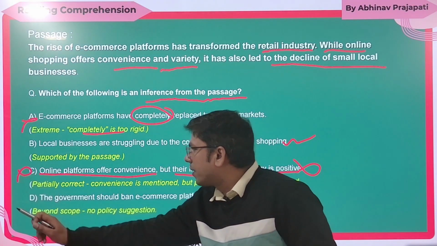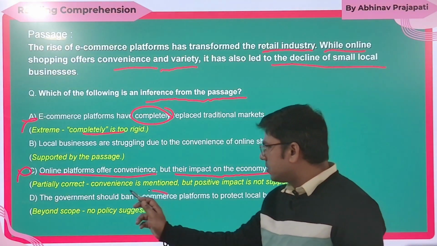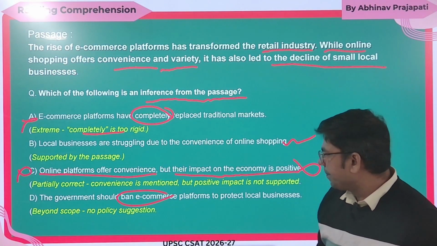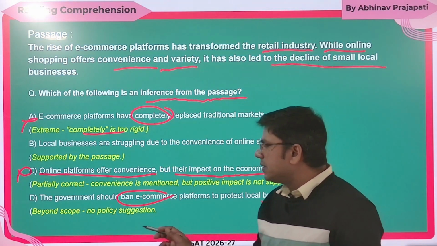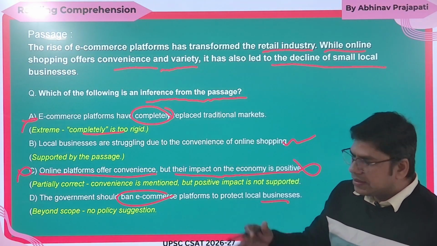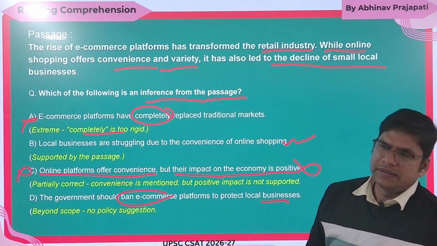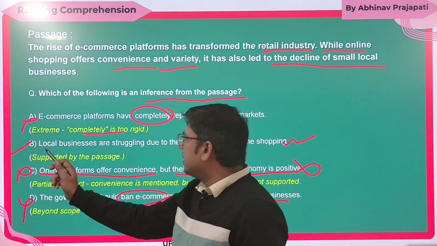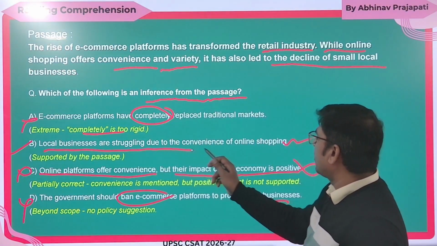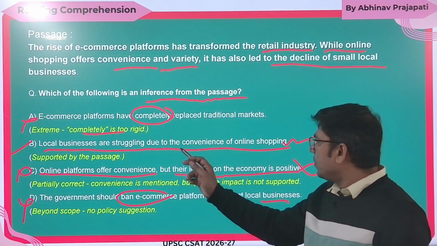D, the government should ban e-commerce platforms to protect local business. This is a harsh step to take, and it is beyond the scope of the passage. The author is not discussing policy or involving government in the discussion. So only one option is moderate, and logically you can conclude this: local businesses are struggling due to the convenience of online shopping.